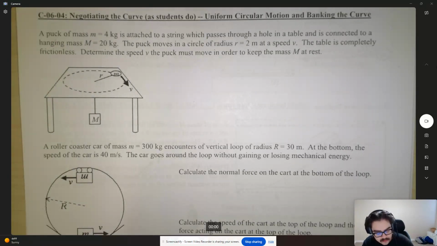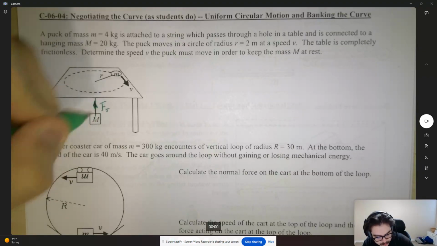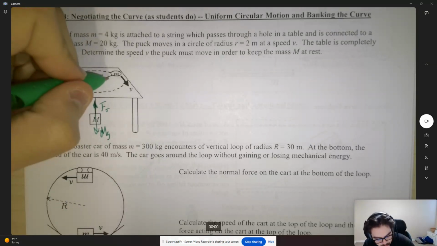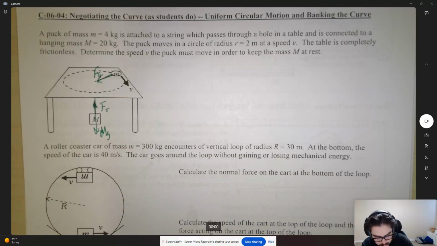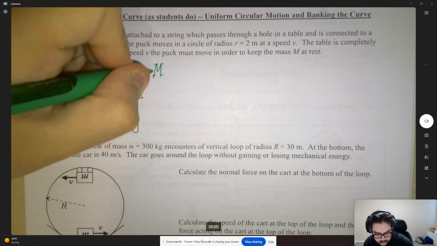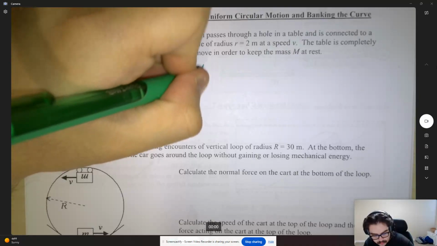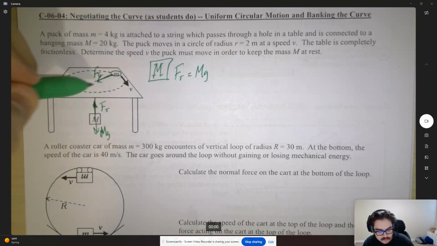Okay, so if I start analyzing the forces here, on the lower mass I've got tension going up, and then I've got capital Mg going down. Up here, I've got the tension force, which should be the same thing. There shouldn't be any friction because the table is completely frictionless. Also, there's no friction on the puck. For the block, this is big M, the tension force has to be equal to Mg to keep the block at rest, right? If it's unbalanced, then it's going to move and it's not going to be at rest anymore. Well, that means that this tension force has to be the same as the one on the puck.